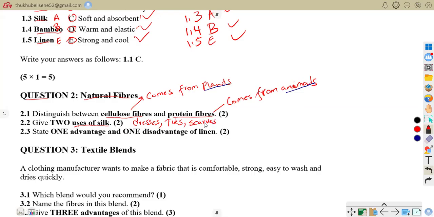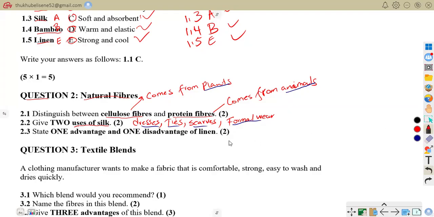Silk is soft and comfortable against the skin. Also, you can use it for formal wear. So it's very luxurious. Its appearance makes it suitable for special occasions. So these are our answers for question 2.2.